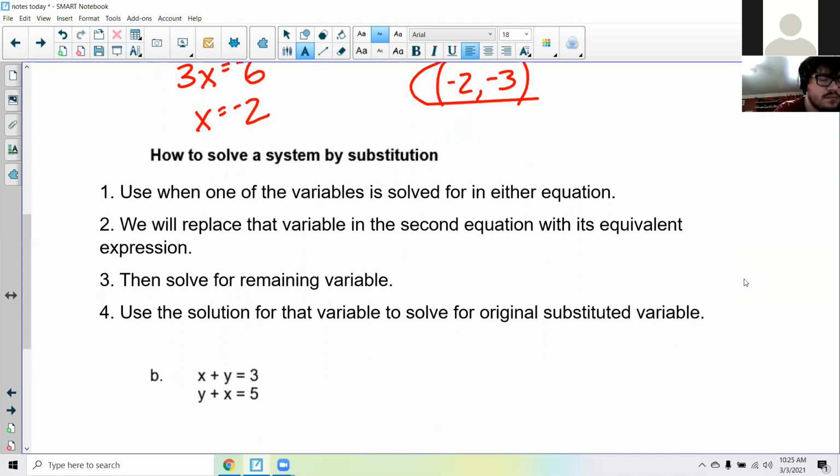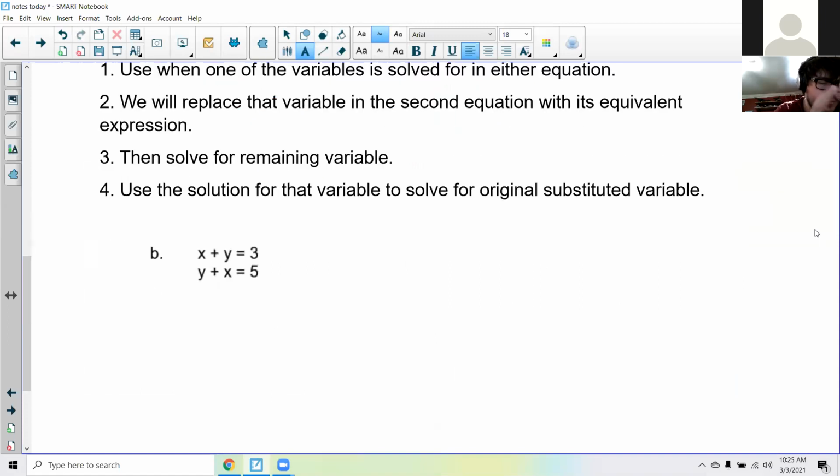So we're going to use this method when one of the variables is solved for. We will replace that variable in the second equation with its equivalent expression. There will be one variable left, and we'll use the solution for that variable to solve for the original substituted variable.